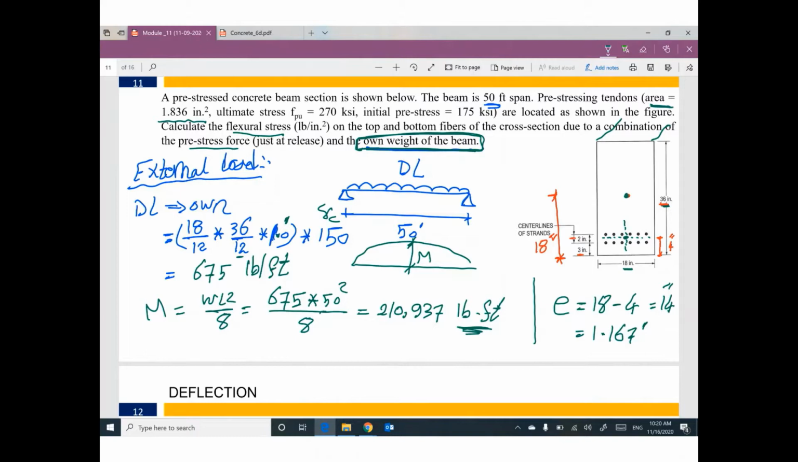One more question. Can you tell me what is the pre-stressing force? Do you remember that? FB ultimate, I don't care about this number. This number is nothing for me right now. My concern is the initial pre-stress equal 175, but this is a stress. So how can I convert this stress to a force, to initial pre-stressing force?